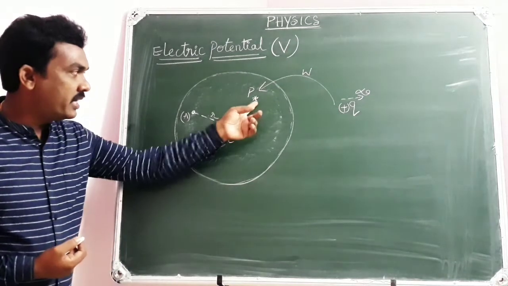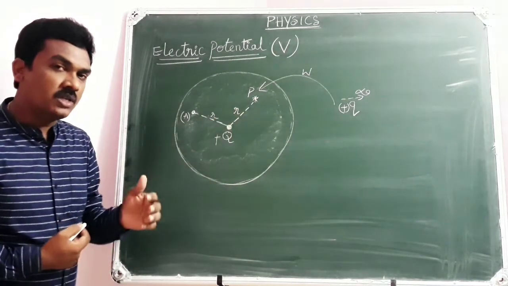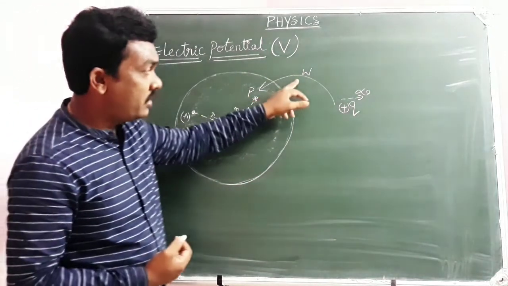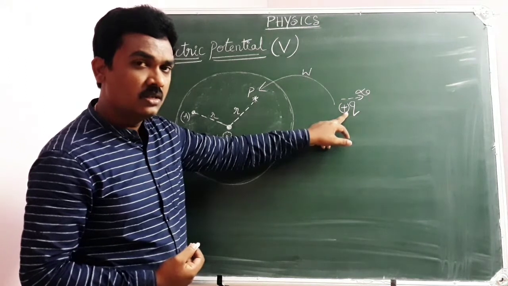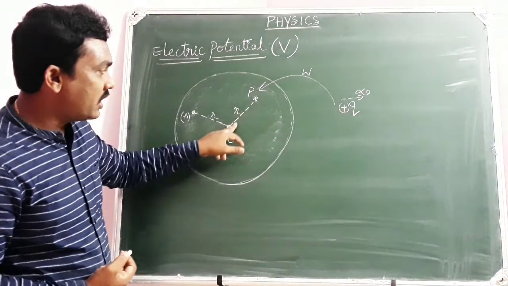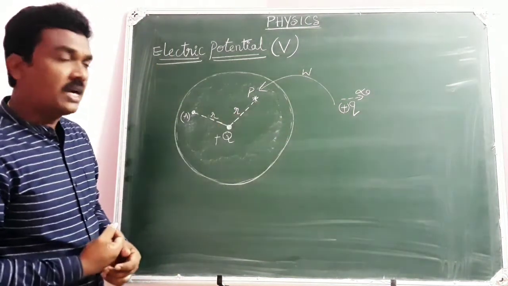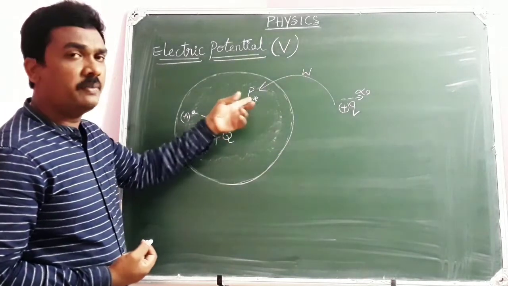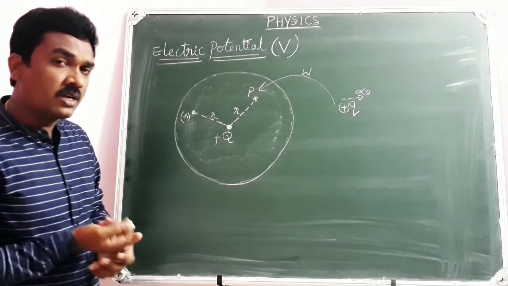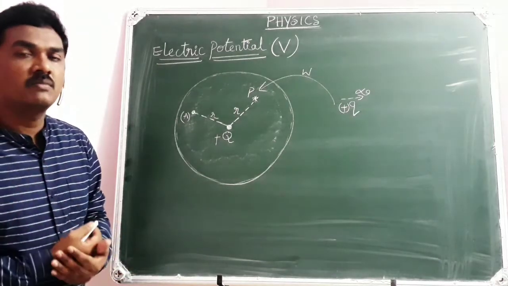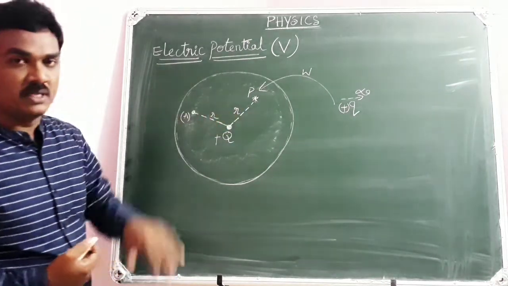I have taken a point P at a distance R. Now I am talking about the amount of work done to bring a test charge from infinite distance to a distance R in the electric field. But why should it be only point P? It can be another point A which is at the same distance. Then where is the work done more, you may wonder. In both cases the work done will be the same.